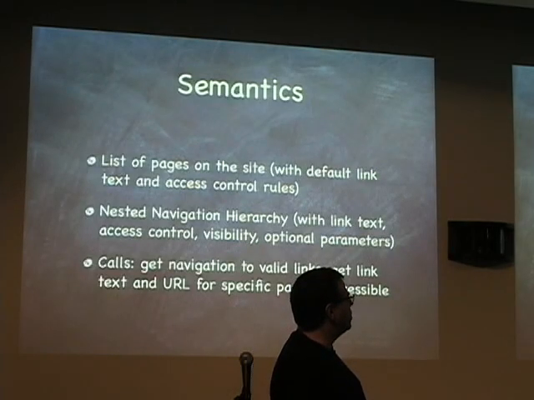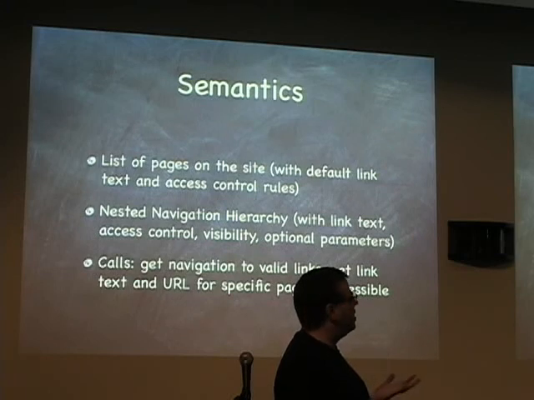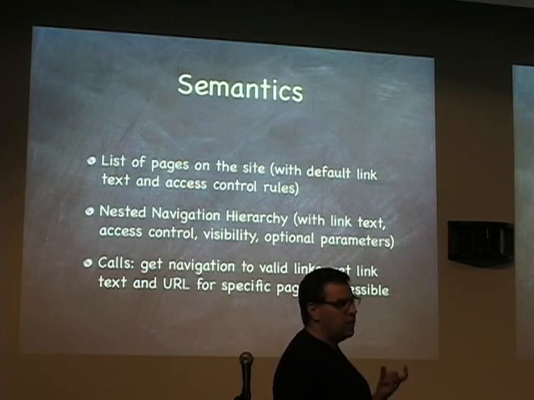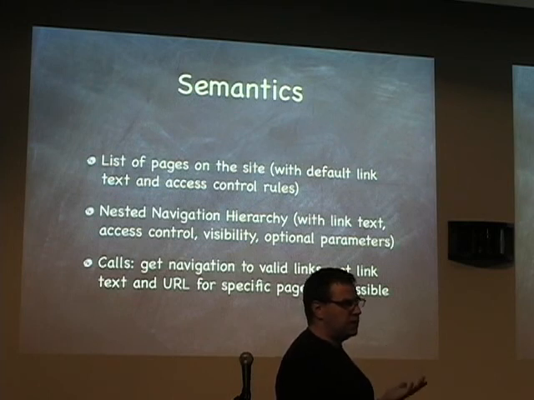So the semantics were, we want to have a list of pages on the site with default links and access control rules. We want a nested navigation hierarchy, and depending on where the user is in the navigation hierarchy, we might want to update the link text. We might want to alter the access control. There may be visibility of the link, which is different than access control. So you may have a link that isn't visible, but can still be clicked.